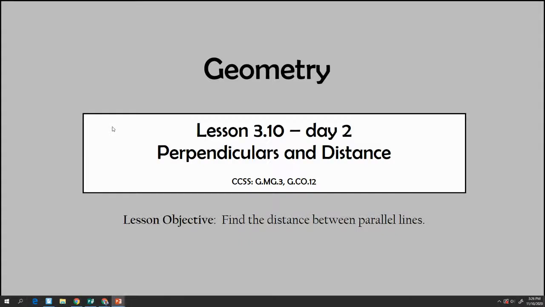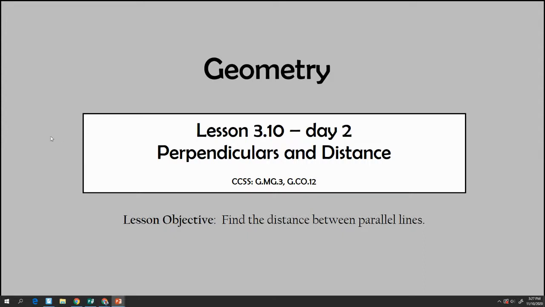Okay, today we're going to work on a second day of lesson 3.10, perpendiculars and distance. Yesterday, you remember we worked on finding the distance from a point to a line. That had a four-step algorithm where we had to write equations for the line and for the line perpendicular, use those two to find the point of intersection that was perpendicular to the point off the line, and then calculate the distance using the distance formula.